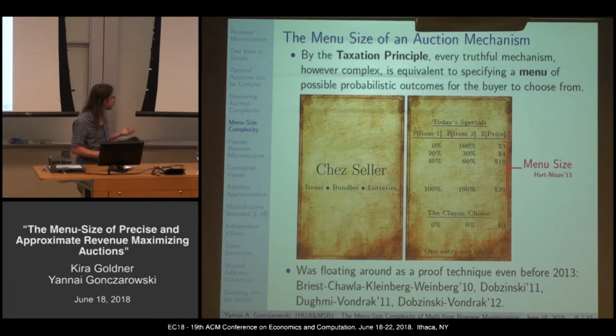but it's worth pointing out that this stuff was floating around as a proof technique even before. I mean, Hart and Nisan said, here's a complexity measure, let's study it for the sake of studying it. But before that, people studied this to get some other conclusions. This was floating around in Briest, Chawla, Kleinberg, Weinberg 2010, Dobzinski 2011, and all kinds of follow-ups. We're going to talk about these papers later.